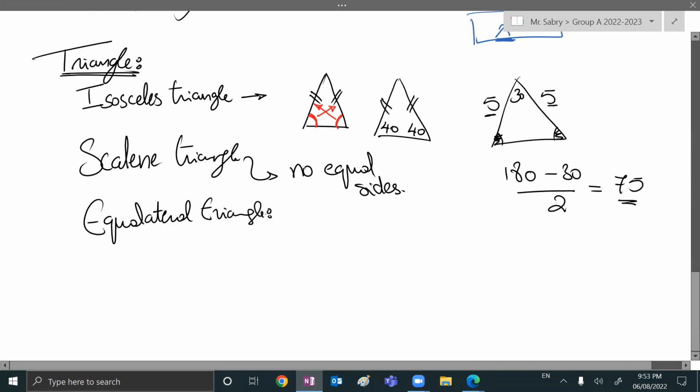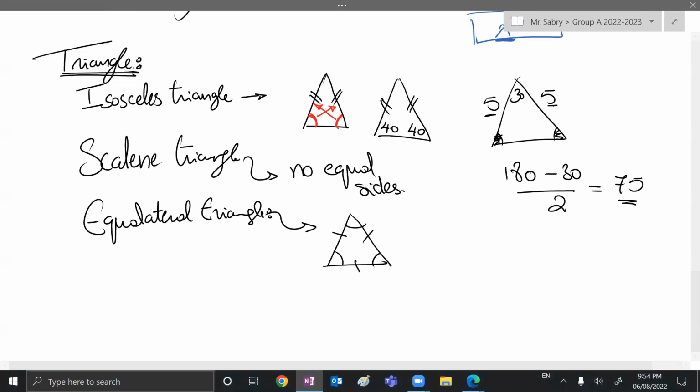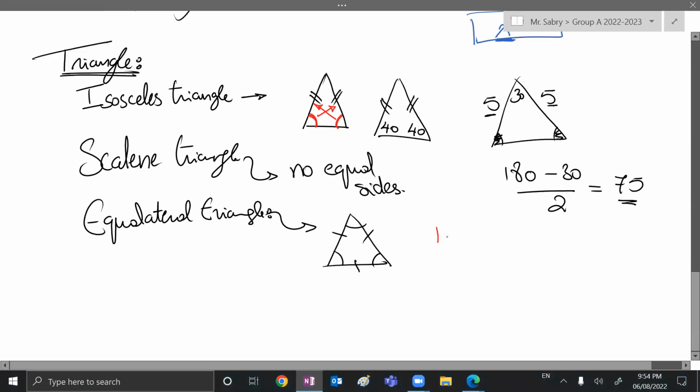There is also an equilateral triangle, and mainly an equilateral triangle is a triangle with three sides that are equal to each other. So the three sides are equal. What does that mean when the three sides are equal? It means that the three angles as well are equal. So what's the measure of one angle of those? You just do 180 divided by 3 and that would give you 60.